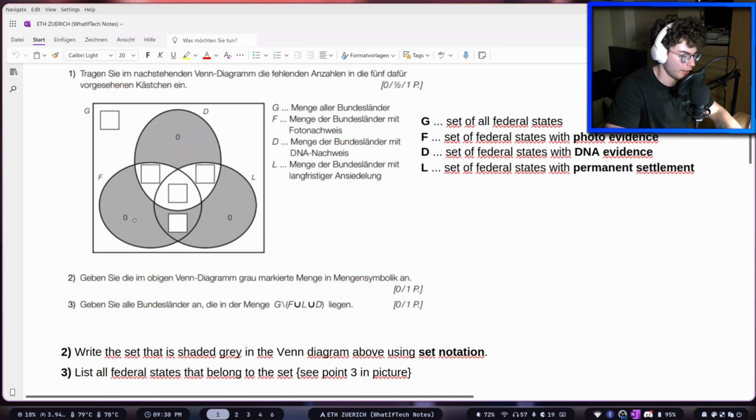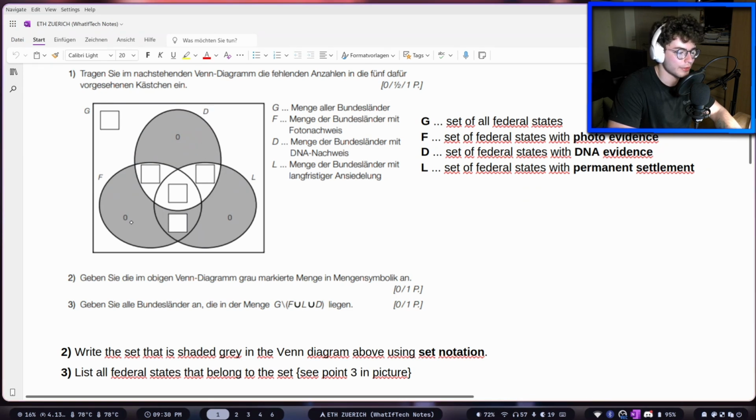As you can see here, the gray area is this area, which means we need to union join the set F to L, so we get the big set here, and we have to subtract the D set from this union join. So we write in brackets F union joined to L difference to D.